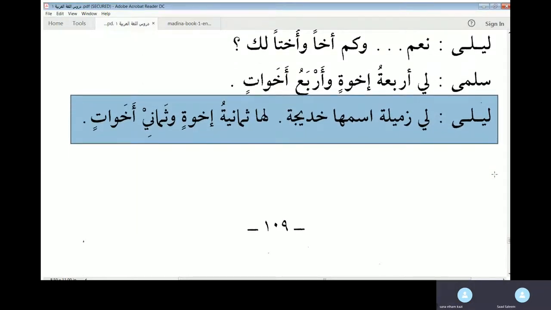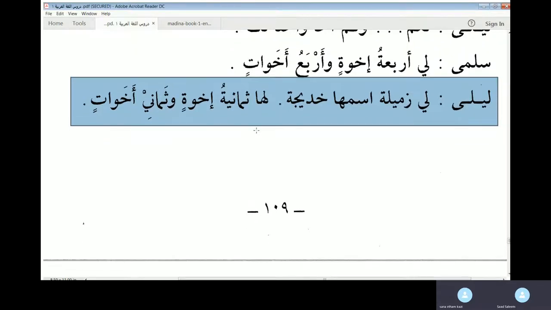لي زميلة اسمها خديجة. I have a colleague whose name is Khadija. خديجة لها ثمانية إخوة وثمان أخوات. Then, she has eight brothers and eight sisters.